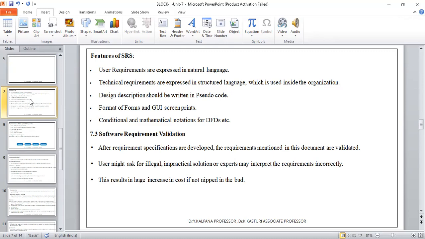That's 7.3, which we are going to see. After requirement specifications are developed, the requirements mentioned in this document are validated. Whatever is in the document should be validated.